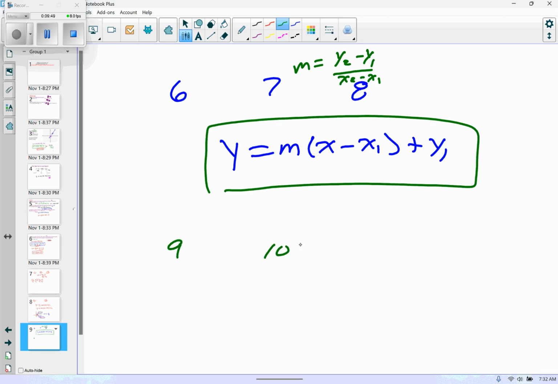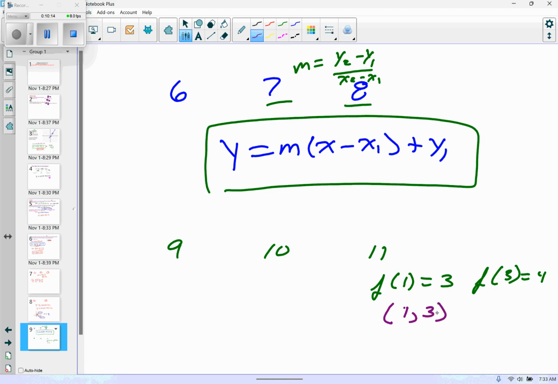9, 10, and 11. 9, we've given you the slope. 10 is going to be just like these, where you're going to have to find the slope first. And 11, let me show you what 11 really means. So we have this, and we have this. You might think, wait, I kind of recognize that, but I'm not sure. The point from f at 1 is 3, so 1 comma 3. The point at f of 3 equals 4 is 3 comma 4. So here are your 2 points that you'll use on number 11. So maybe make that modification.